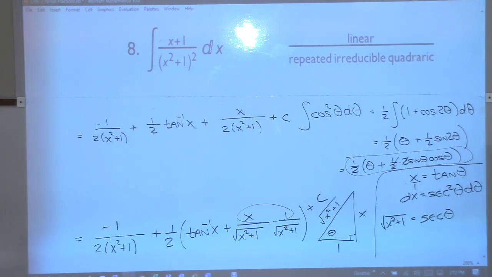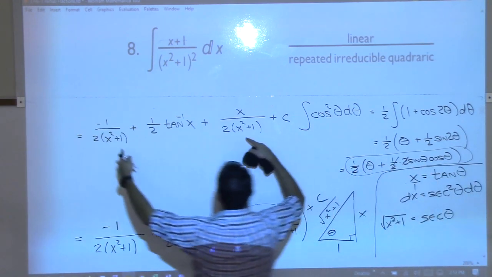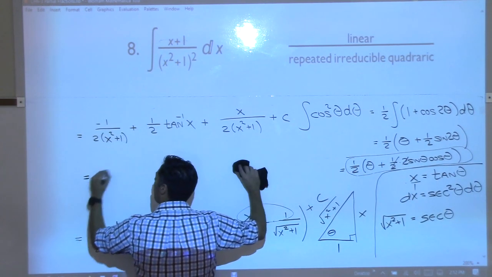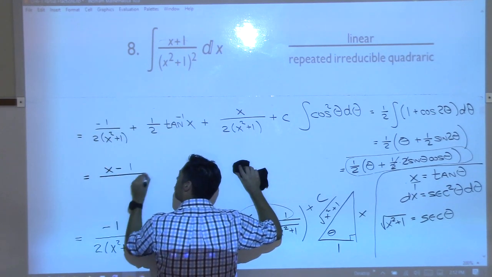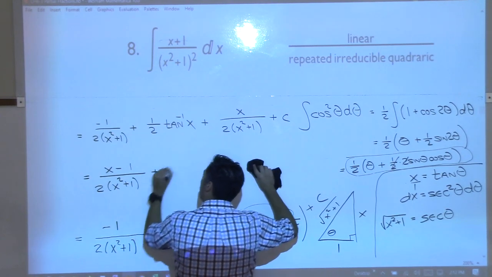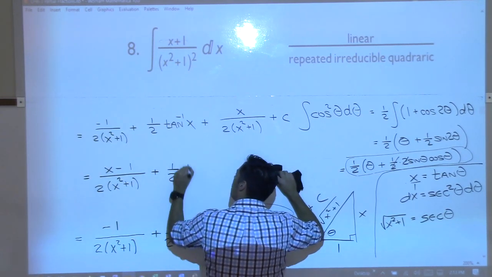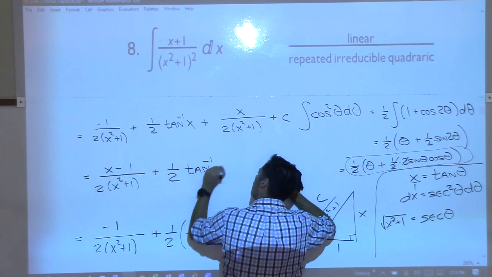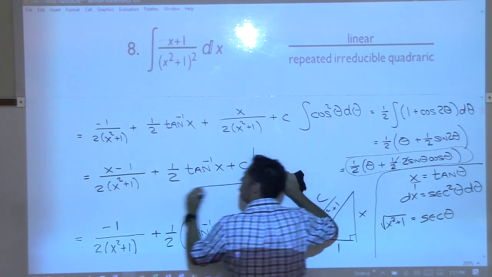Hey, we've got a common denominator there between the first one and the second one, don't we? Yeah. We could put those together, couldn't we? Yep. We could put these two together. I'm going to write it this way: (x minus 1) over 2 times (x squared plus 1), plus 1/2 of arctangent of x plus c. There we go. I'm happy with that.